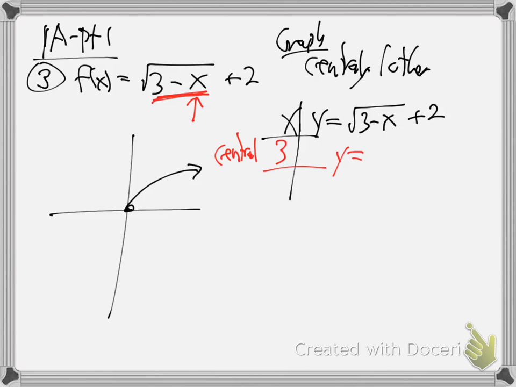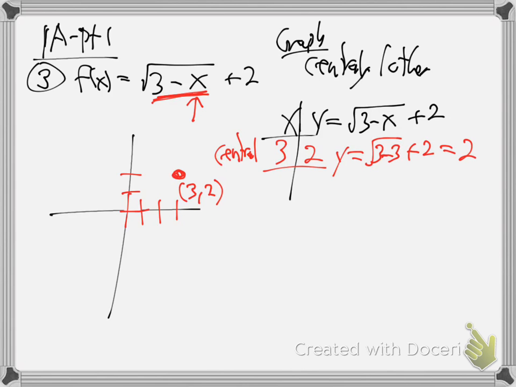So y equals the square root of 3 minus 3, plus 2. That'll be 0 plus 2, so y is 2. Why did I write 0? It's 2. Right? We good with that? Okay, so that means over 3, up 2. There, over 3 up 2 is the center. That's the center of the firework thing, right?